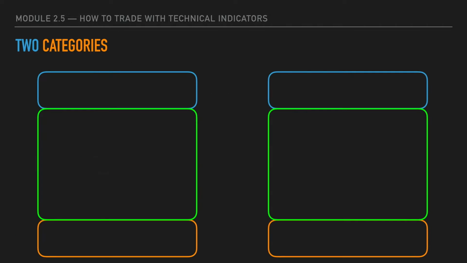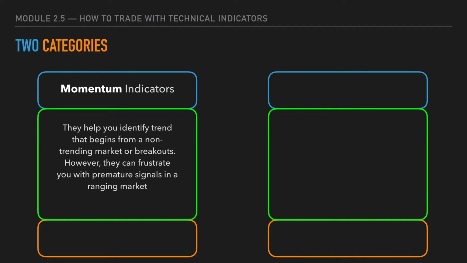There are thousands of technical indicators, but roughly they can be put into two main categories. Category 1 is called momentum indicators. These are the indicators that help you identify the trends that begin from a non-trending market or a breakout. However, they can frustrate you with premature signals in a ranging market sometimes. Examples are indicators like MACD, Bollinger Bands, and ADX, the Average Directional Index.